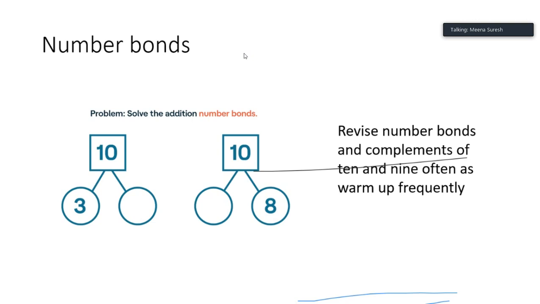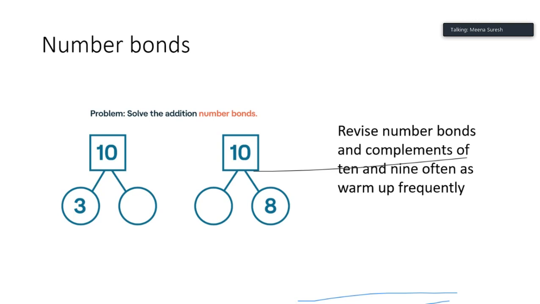When you are doing this strategy, it is very important that you teach them number bonds. 10 can be written as 3 and 7. 10 can also be written as 2 and 8. In other words, you have to give them several ways of writing a number.